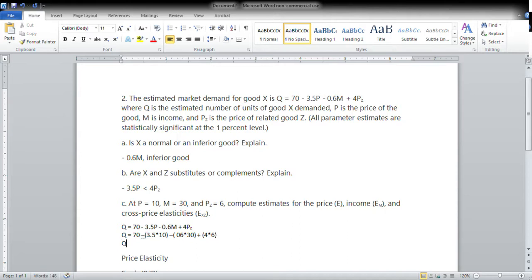Okay, so now Q equals 70 minus 35 minus, and I did work this out ahead of time like I normally do, 18 plus 24, which means that Q, if you do all that math, equals 41. So now that we know Q equals 41, we can solve these other equations.